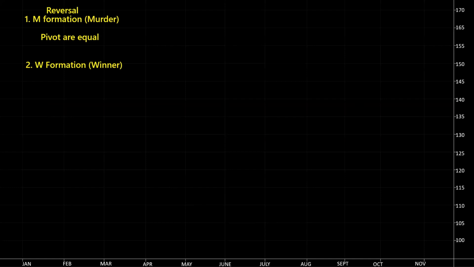All right. Now, the third type of pattern you have here is what we call the head and shoulders. So the third is the head and shoulders pattern, or for the bulls, the inverted head and shoulders pattern.